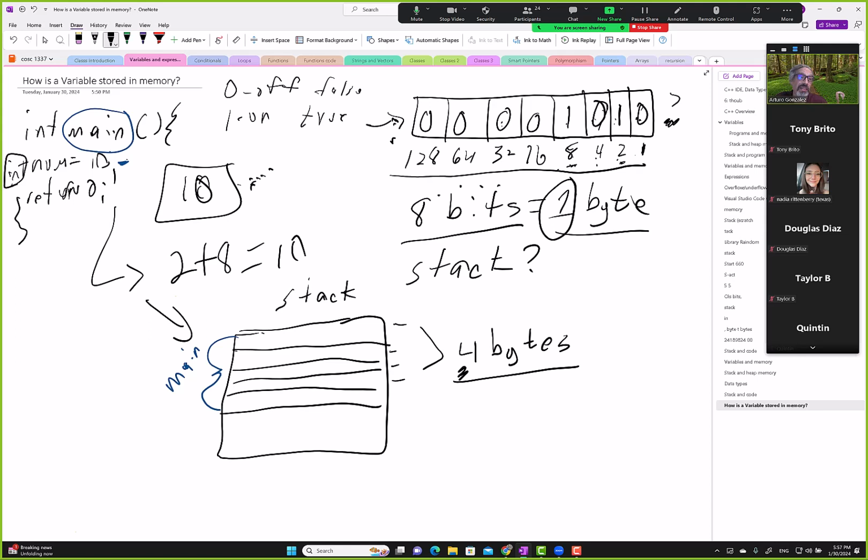So we know we need these numbers here: 1, 2, 4, 8, 16, 32, 64, 128. From here we just need 8 and 2 to make the value 10. So 4 bytes. Why? Because the integer in C++ can hold a value up to 2.1 billion something. I don't know the exact number, right? But 2.1 billion something. So 4 bytes would be 4 times 8, so 32 bits, right?